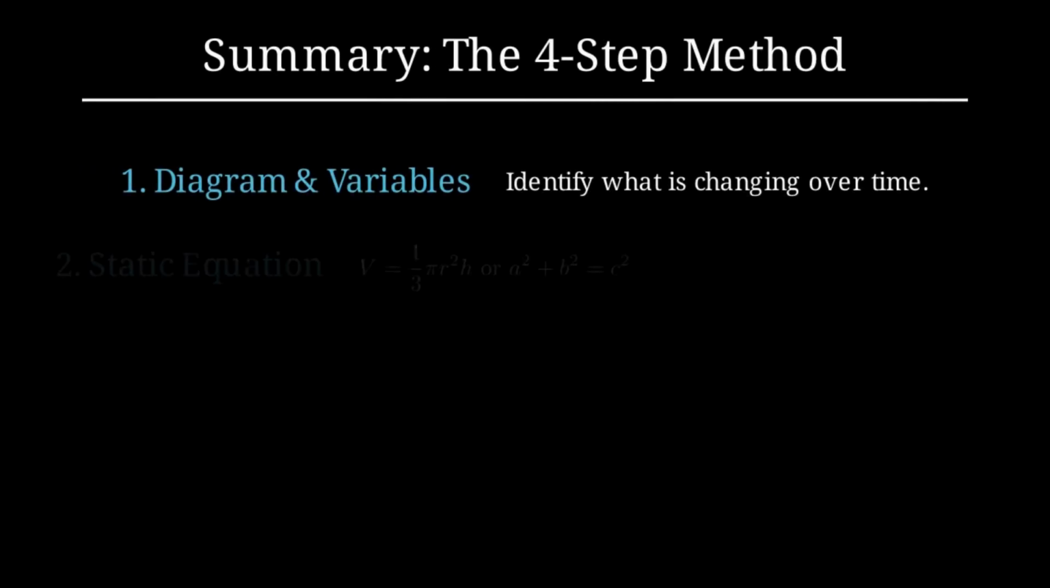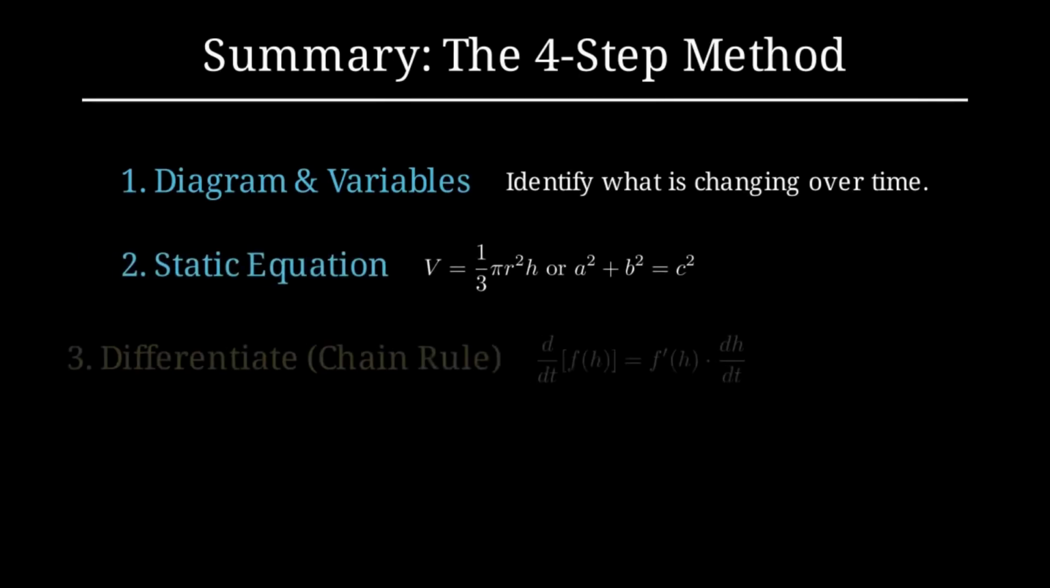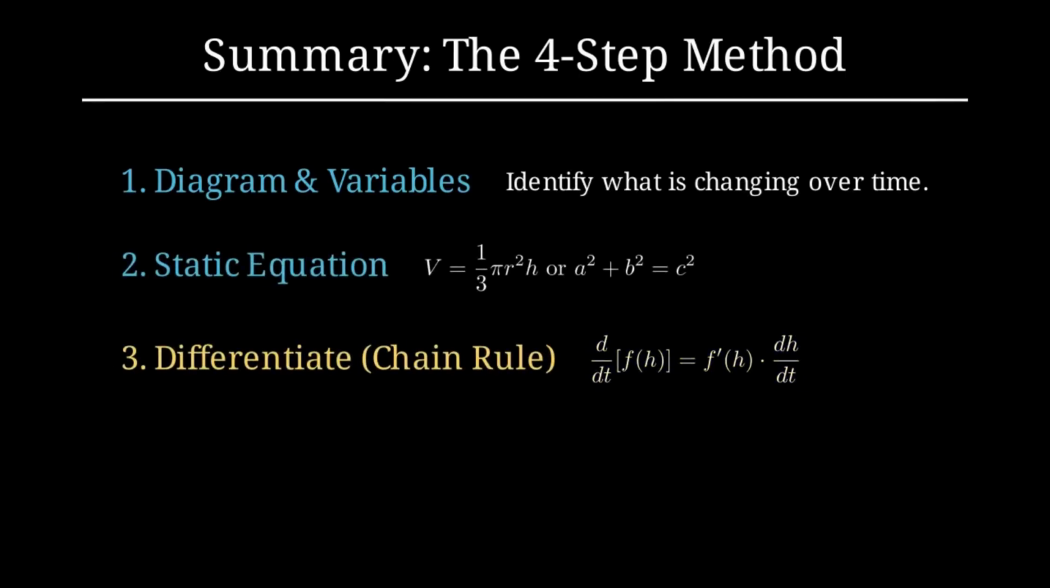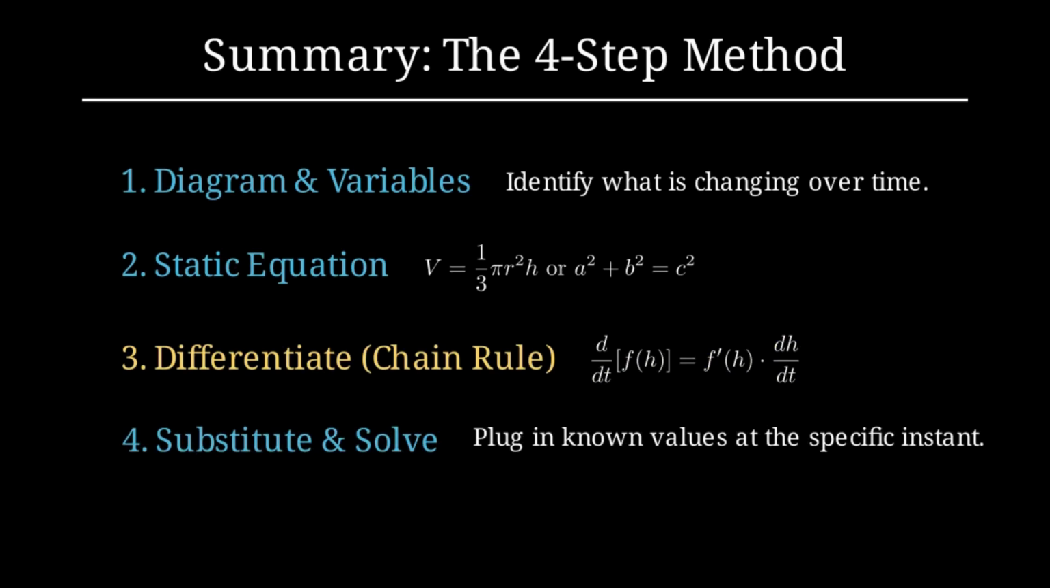To summarize, follow these 4 steps for every related rates problem. First, draw a diagram and label your variables. Second, find a static equation that relates those variables, like the volume formula. Third, differentiate that equation with respect to time using the chain rule. Fourth, plug in your known values and solve for the unknown rate.